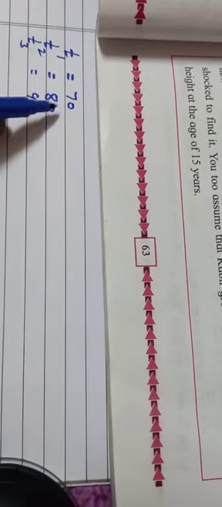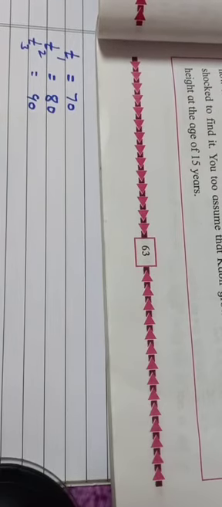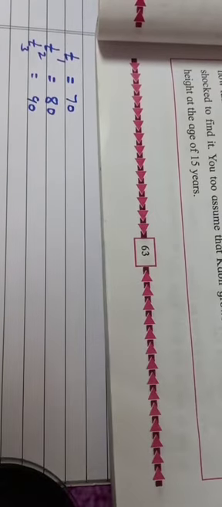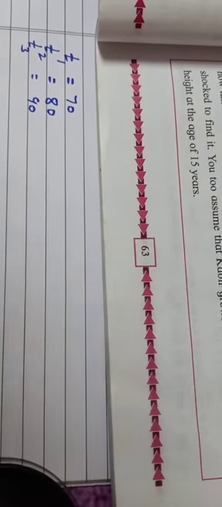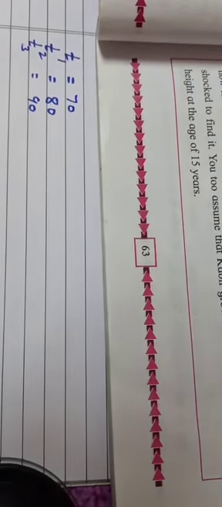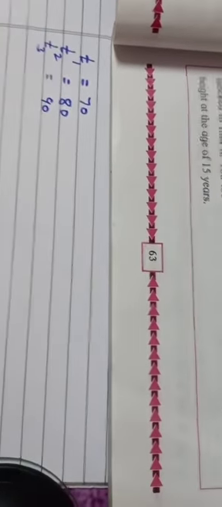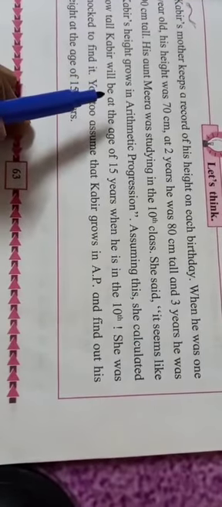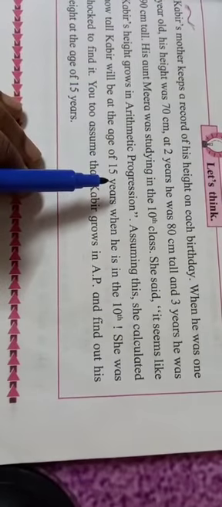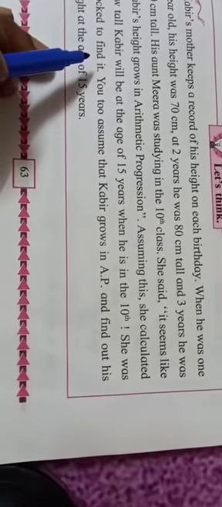Quickly you see, here 70, 70 plus 10 is 80, 80 plus 10 is 90, 90 plus 10 is 100, and it will go like that. So she quickly calculated his height at the age of 15 years because she understood the concept of AP. Now, after she calculated the height at the age of 15, she was shocked to find it.